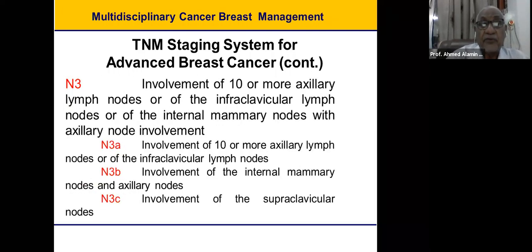N3A, involvement of 10 or more axillary lymph nodes, or the infraclavicular nodes. N3B, involvement of the internal mammary nodes and axillary. N3C, involvement of the supraclavicular nodes, and this N3 previously was M1, but a few years ago it has been changed to N3 instead of M1.